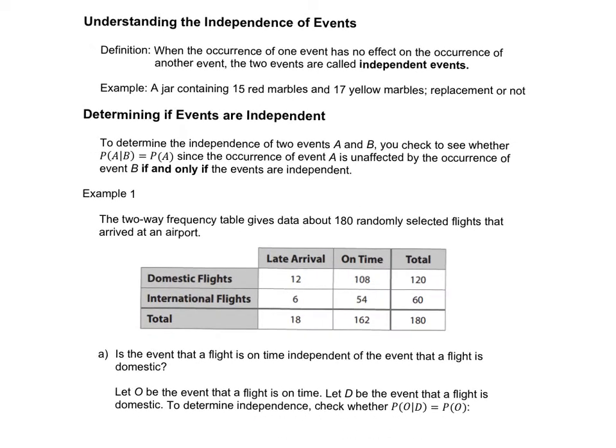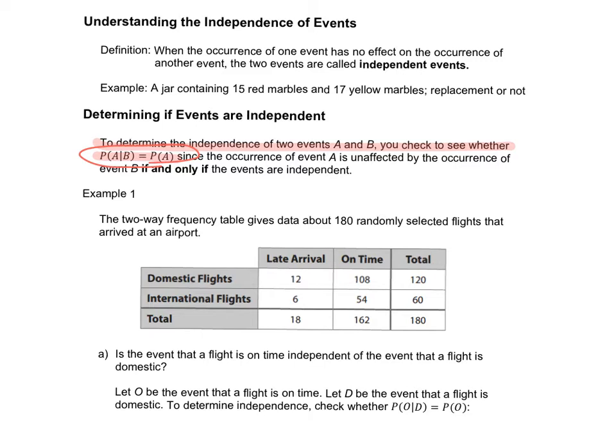I want everybody to read this. To determine the independence of two events, check to see whether the probability of A given B equals the probability of A. Now, why would that help us determine independence? Well, let's back up and define what independence is. Independence means one event does not affect the other, okay? So if the probability of A given B is the same as the probability of A, that means that event B is having no effect on the probability of A, if that statement that I circled is true.